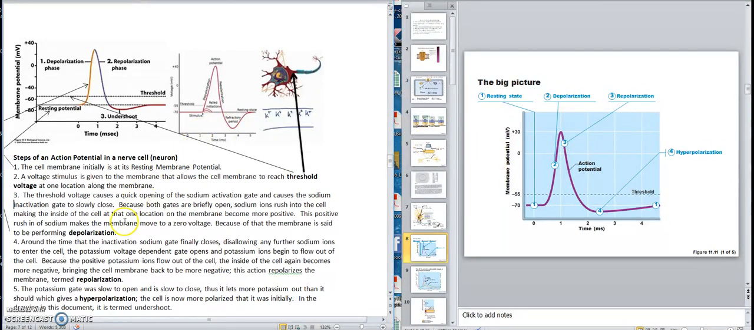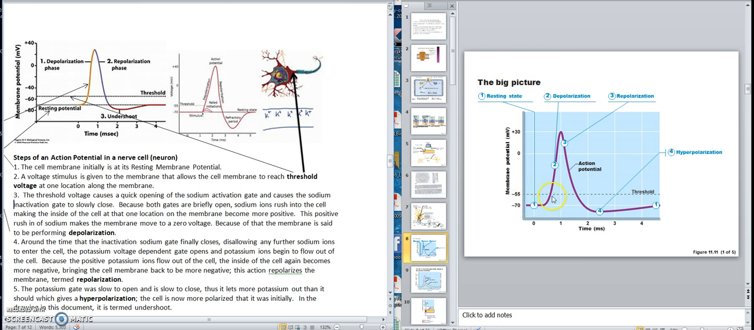Okay. Now, since you remember, the inside was negative, but now as you move positives in, the inside starts going towards zero, because the inside now is starting to get more positive. Because now you're moving this way, you're taking the charge off the membrane. That's what they call depolarization.